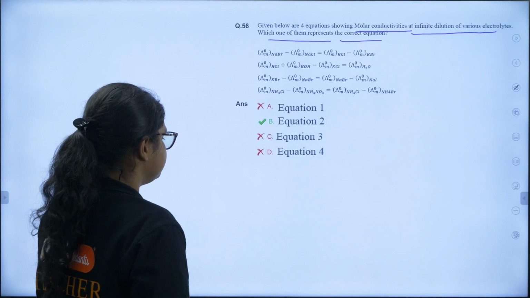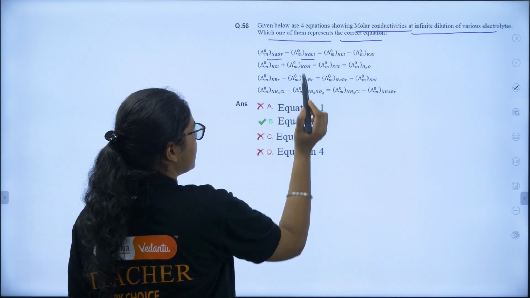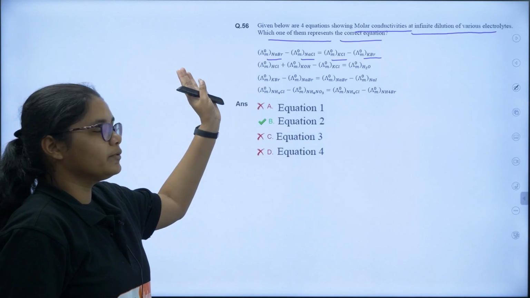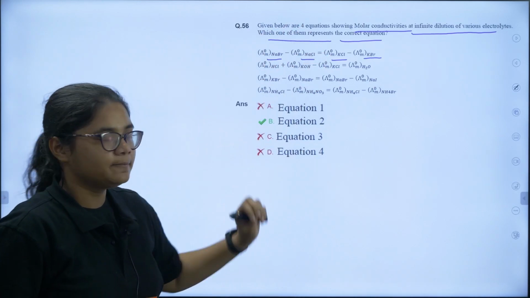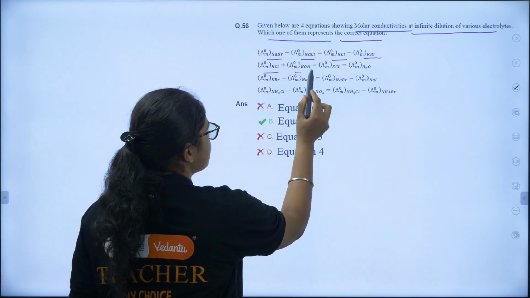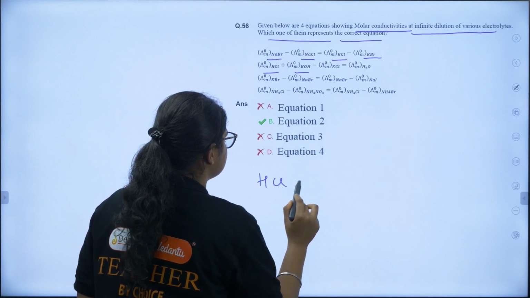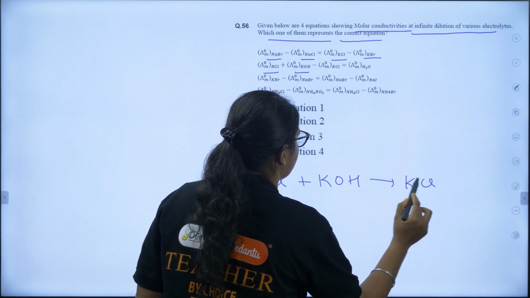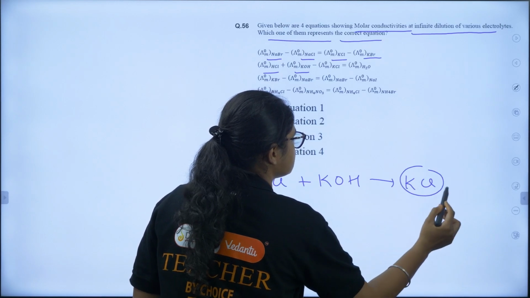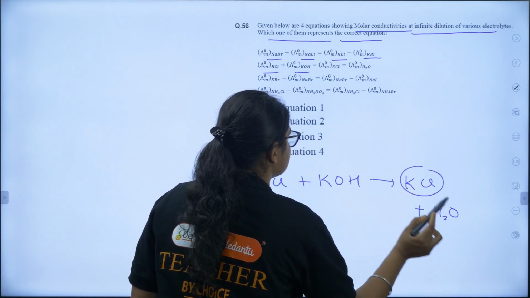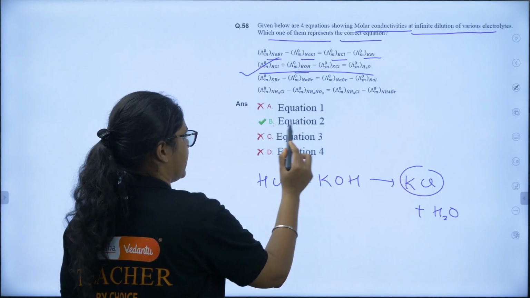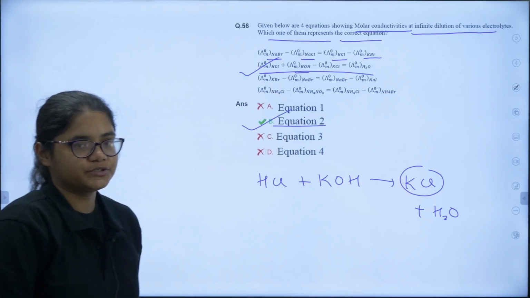So if you see here, NaBr and NaCl cannot be equal to KCl and KBr because this side there is no K and that side there is no Na, right? Next one, if you see HCl plus KOH, HCl plus KOH will give you KCl, right? Now if you subtract KCl from this one, what will be left? Water. So that is what is given here. So equation 2 is correct. So correct answer for this question will be option number B.